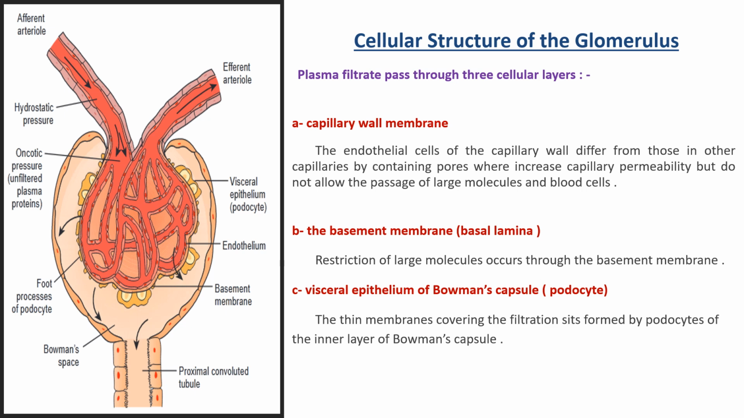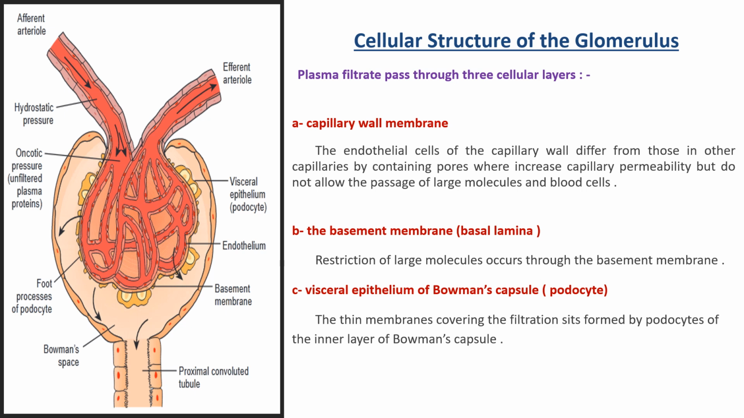The cellular structure of the glomerulus. Plasma filtrate must pass through three cellular layers. First, the capillary wall membrane, called the endothelial membrane or endothelial cell. The endothelial cell of this capillary wall differs from other capillary walls because it contains pores. These pores increase the capillary permeability, but don't allow passage of large molecules and blood cells.